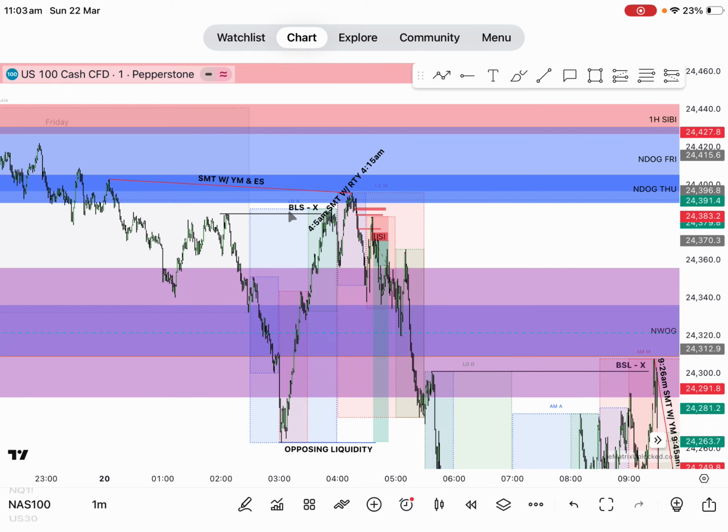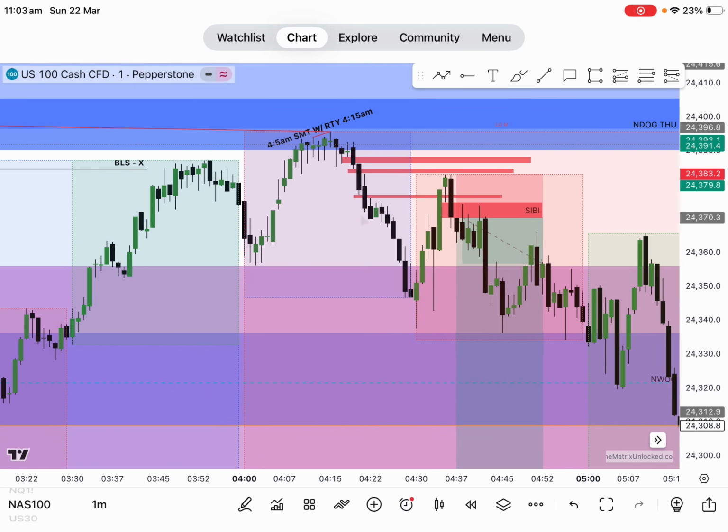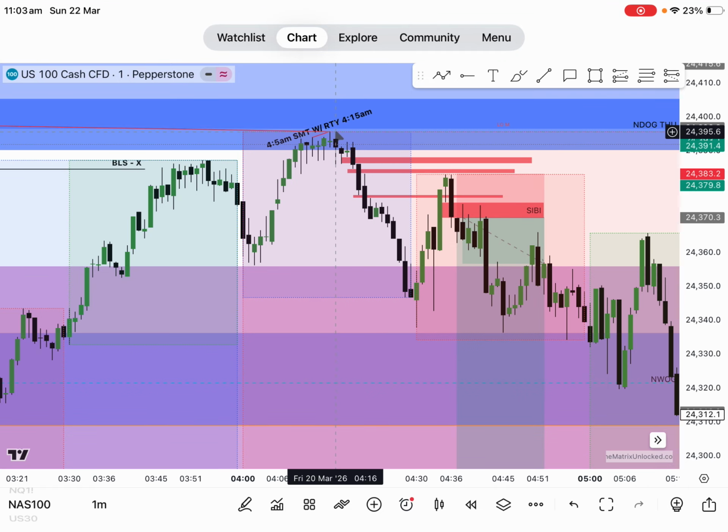Okay. Then comes Friday. A London kill zone. The SMT is created here after the buy side liquidity is taken here. The buy side liquidity is taken, and then the immediate high is also taken, and then you see SMT with these two candles at 4:15.